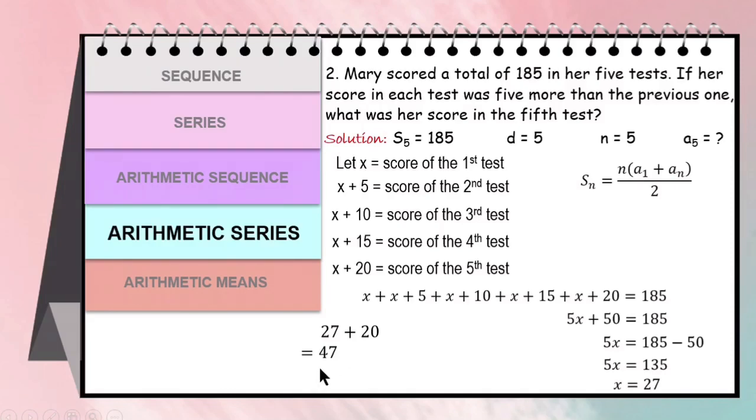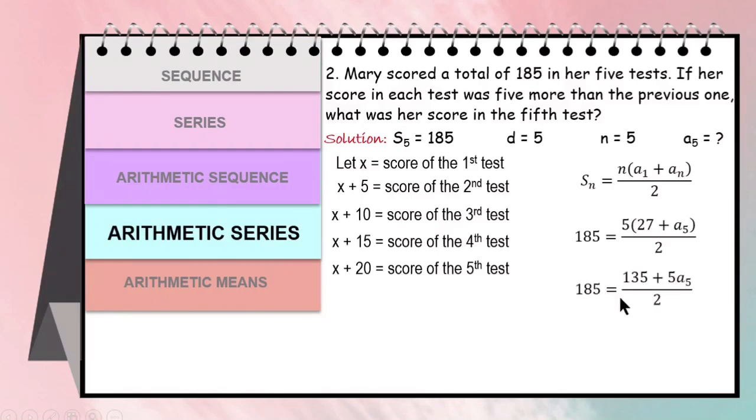Let us see if we arrive at the same answer if we use this formula, where S sub n is 185, n is 5, and a sub 1 is 27, the score of the first test. This will become 185 equals 135 plus 5a sub 5 over 2. 5 times 27 is 135, plus 5 times a sub 5 is 5a sub 5. Then cross multiply. 185 times 2 is 370. Then just copy the numerator 135 plus 5a sub 5. Combine the constant terms. 370 minus 135 is 235 equals 5a sub 5. Divide the equation by 5. So a sub 5 is 47. 235 divided by 5 is 47. As can be seen, we can arrive at the same answer using either method.